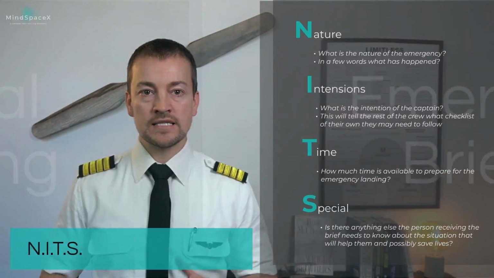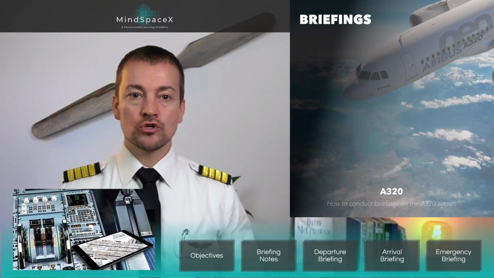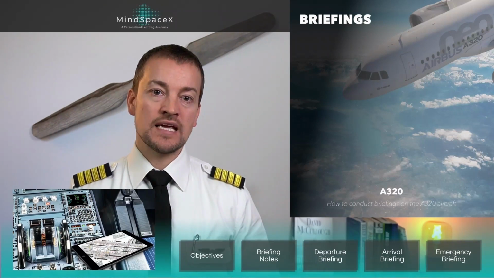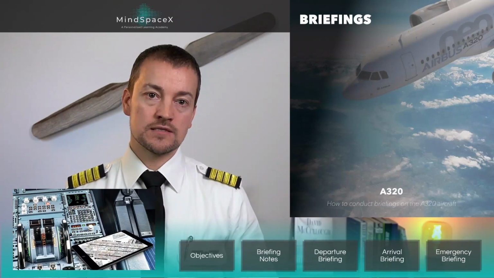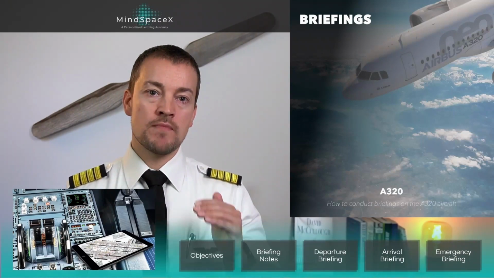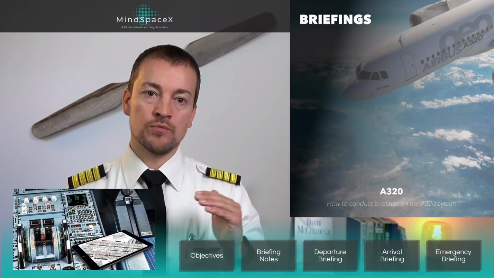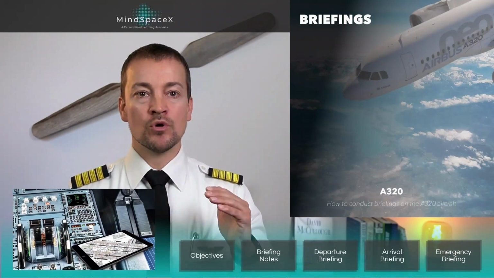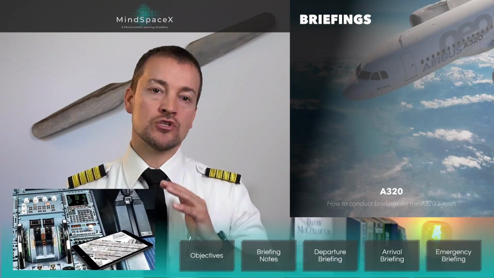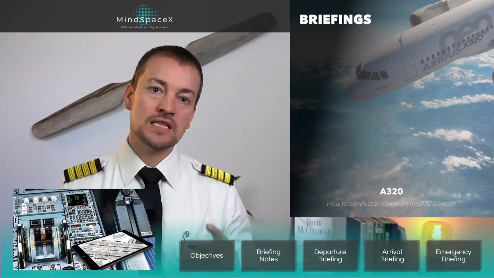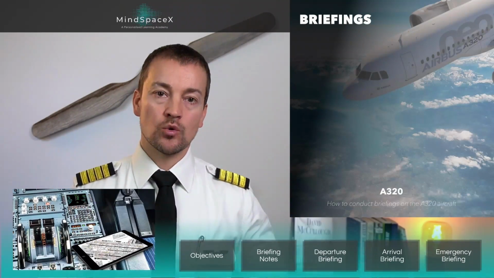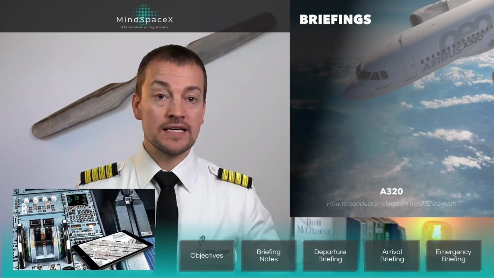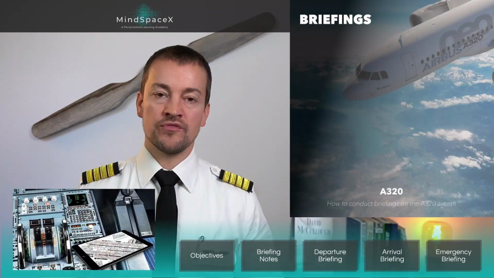The NITS briefing is there to give the crew the information they need to perform their duties to the best of their abilities. Always remember, standard phraseology and communication in a multi-crew environment is crucial. And with this lesson, I hope that you and your fellow crew members will stay safer in the air. This is the Airbus new briefing technique.